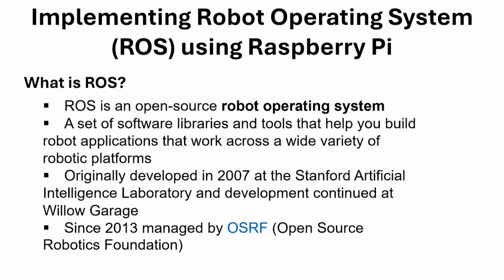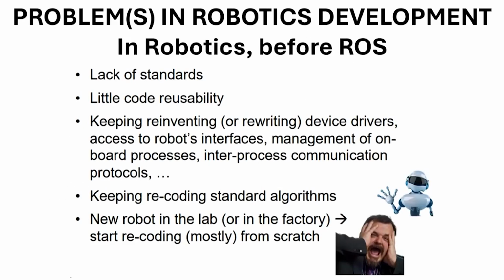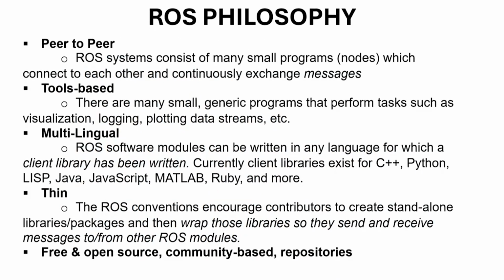Now, for applying this Raspberry Pi to robotic applications, you need to use ROS, or Robot Operating System, okay, which has a set of software libraries. Originally it was developed in 2007 by the Stanford AI Lab, and then there is OSRF, the Open Source Robotics Foundation, from which you can get the ROS versions. Before ROS there was a lack of standards and a lack of code reusability, etc. So, once we have ROS, we get much more standardized robotic systems.